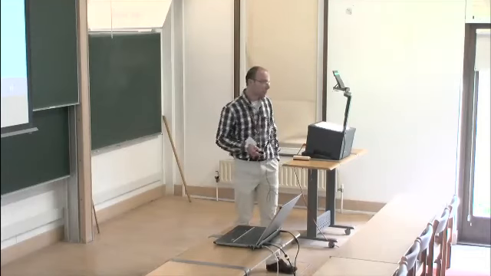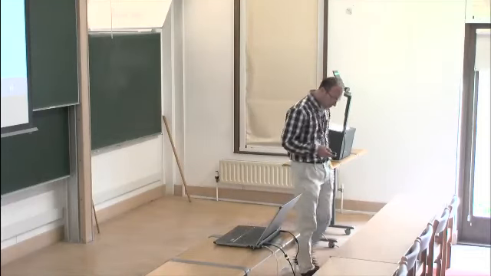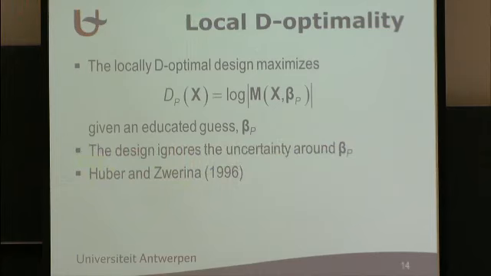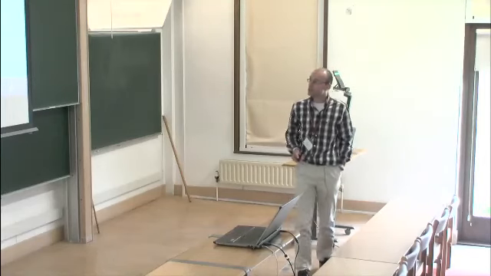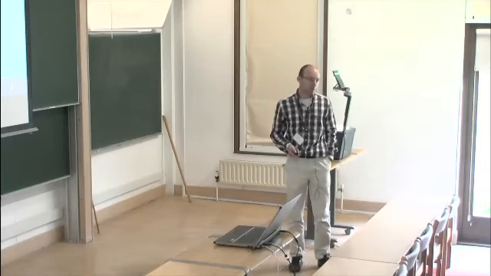And that criterion assumes that you use an educated guess, an educated point estimate for the betas, and you plug it into the information matrix. And then you maximize the determinant of the information matrix, or the logarithm of the determinant of the information matrix. That's the locally D-optimal design approach, which was introduced in the choice design literature by Huber and Zwerina back in 1996.